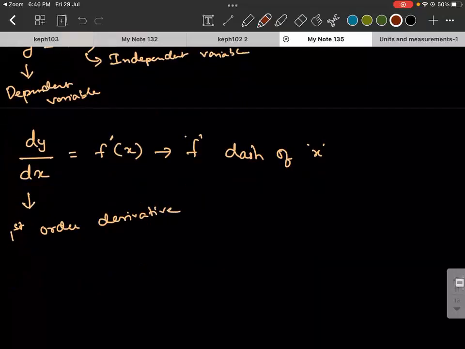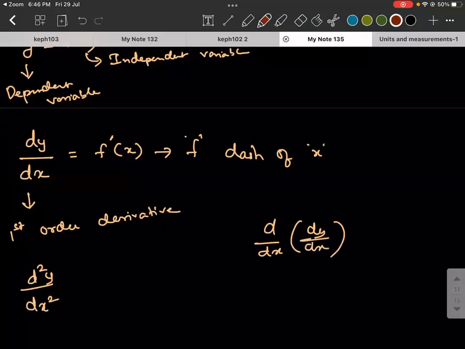Am I clear with this? Similarly, if I differentiate this again, I'll call it d square y by dx square. The actual meaning is d by dx of dy by dx.